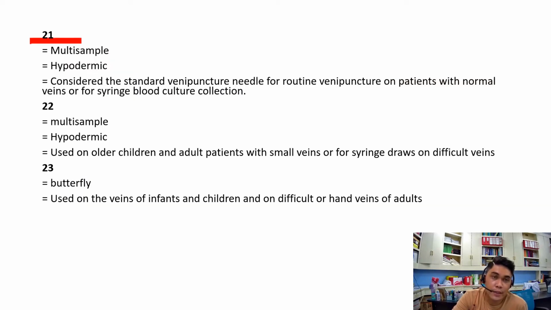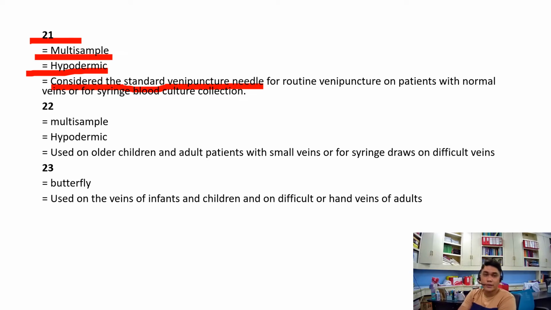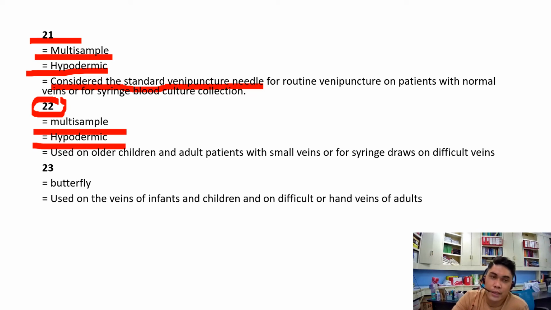Next, you have 21. There are 21 gauge multi-sample needles and also hypodermic. It's considered the standard venipuncture needle for routine venipuncture in patients with normal veins or for syringe blood culture collection. Then next, 22. For 22, there are 22 gauge multi-sample needles and also hypodermic, used on older children and adult patients with small veins or for syringe draws on more difficult veins.